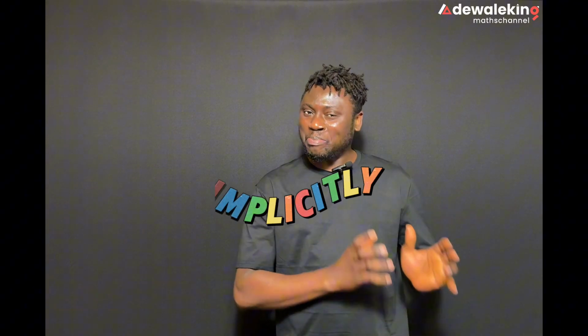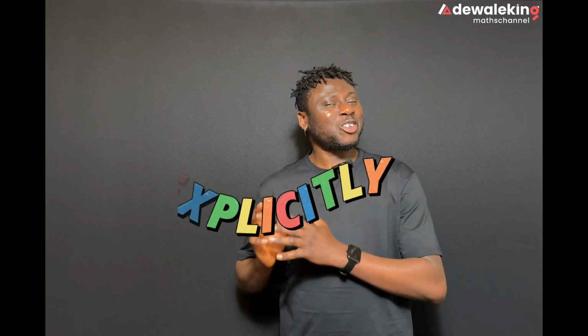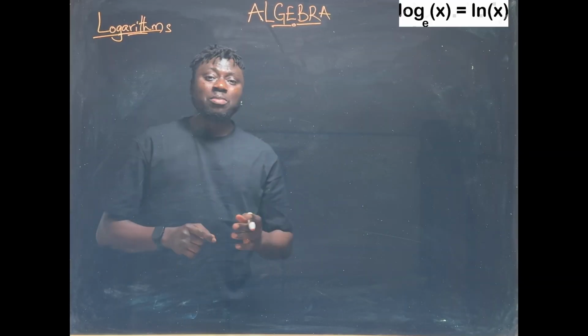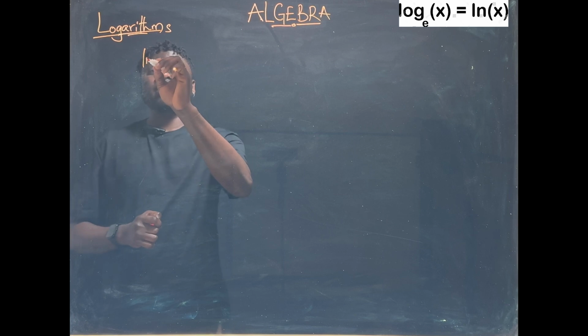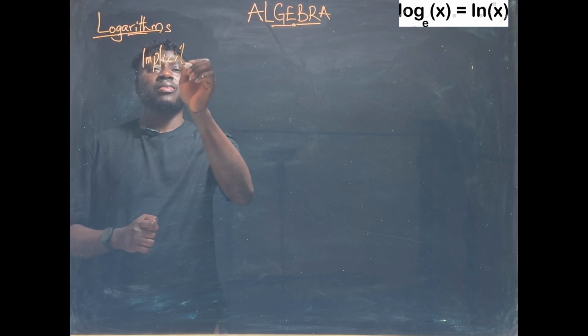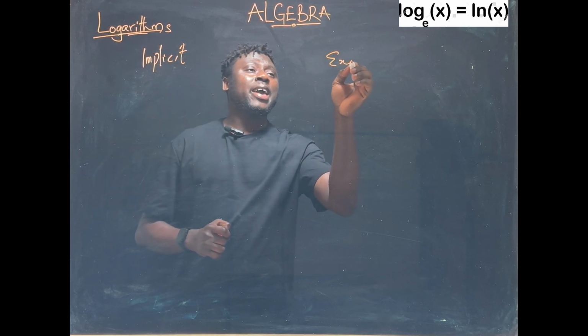There are two types of logarithm, the common logarithm and the natural logarithm. It is important to point out how to write logarithm implicitly and explicitly. You can express logarithm as implicit or explicit.